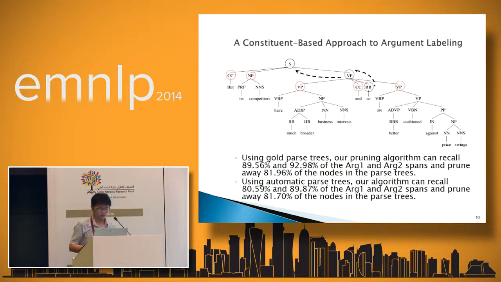So using this pruning algorithm, we can prune away about 82% of the constituent nodes in the parse tree, either using the gold standard parse tree or the automatically generated parse tree. And in both the gold parse tree and the automatic parse tree, we have a high recall of the arg1 and arg2 spans.